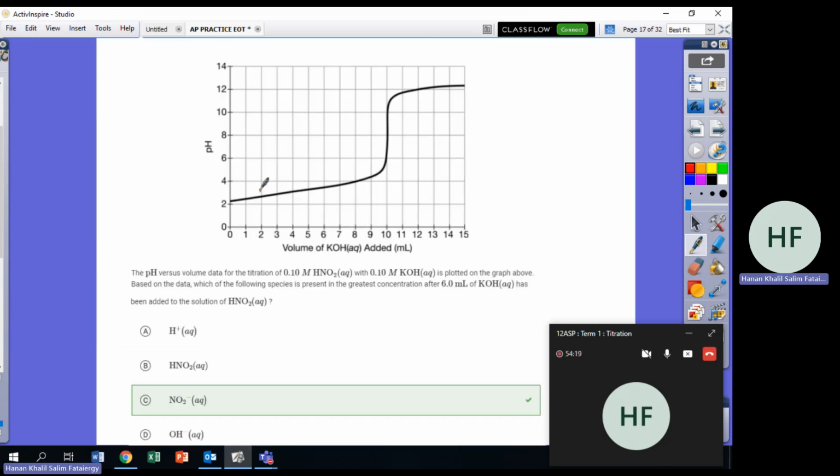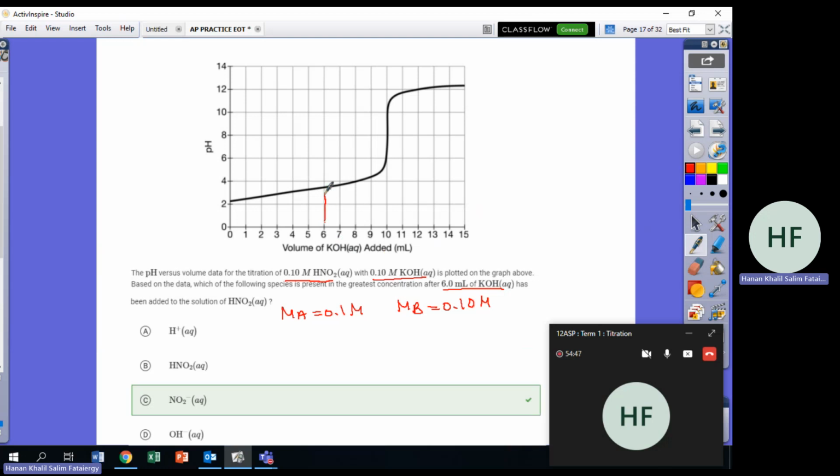Okay, we have this graph, the pH versus volume data. We have HNO2 titrated with KOH. The molarity of the acid is 0.10. This is the base, so the molarity of the base is equal to 0.10 also. Which of the following species is present in the greatest concentration after 6 milliliters of KOH has been added to the solution? Let's see the volume of KOH, 6 milliliters.